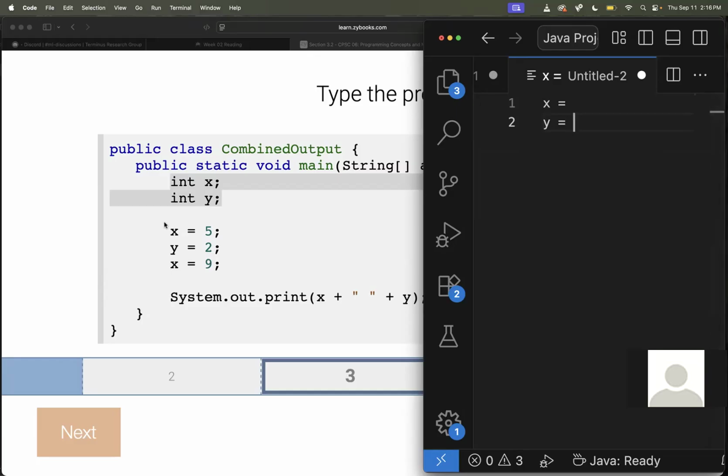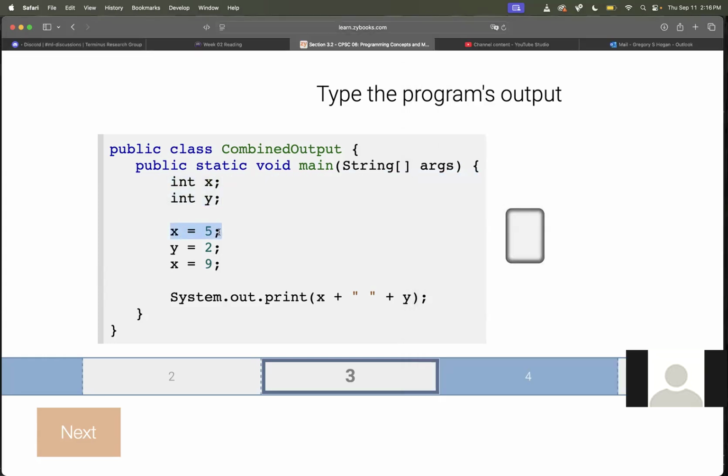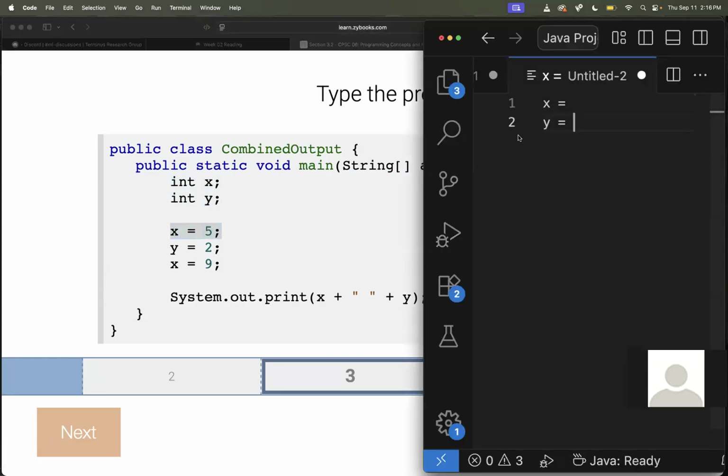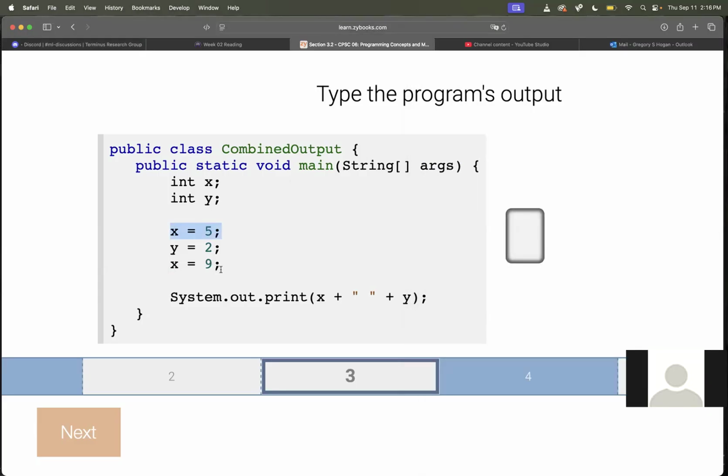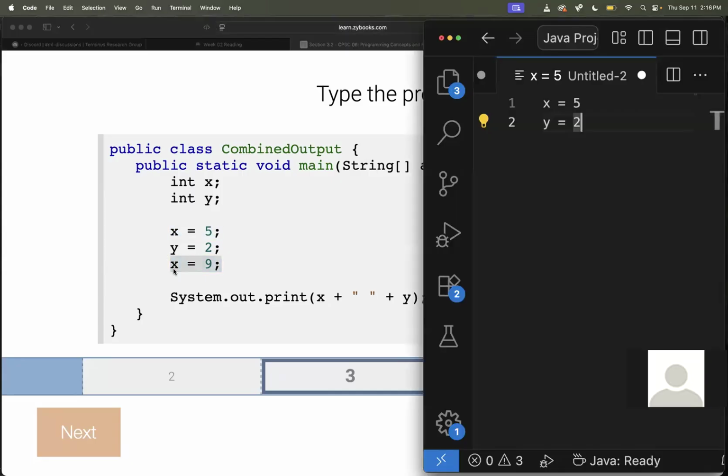And then when we run these three lines, it runs them in order. The first thing it does is x equals 5. So that puts a 5 into x. And then the next line, y equals 2, will put a 2 into variable y. And then the third thing is x equals 9. Well, that's going to go back up to the x equals 5 and just change it to a 9.